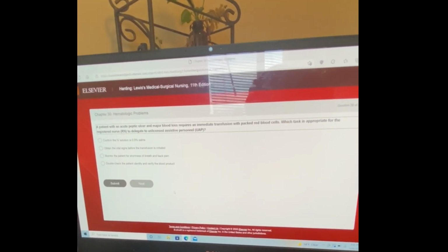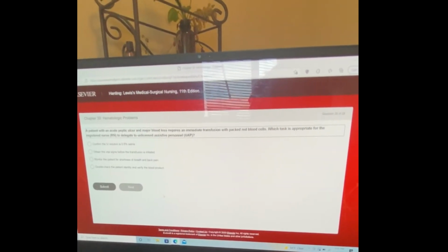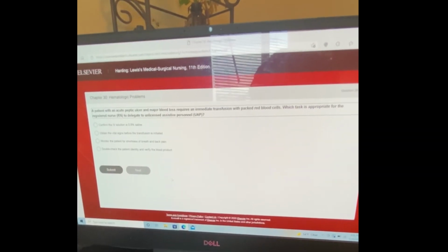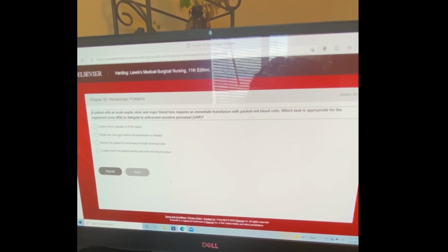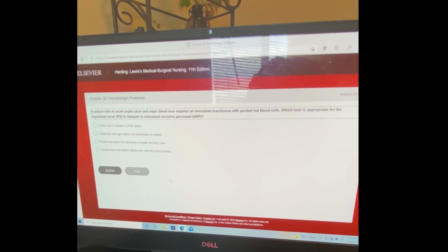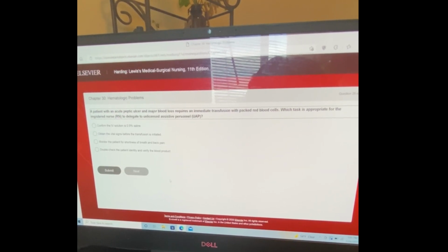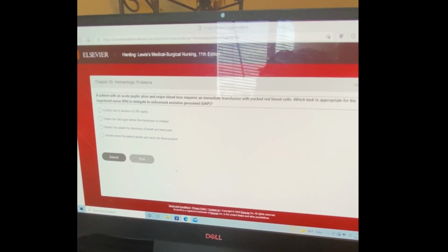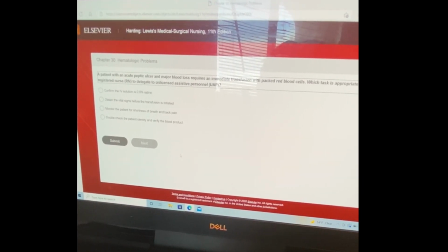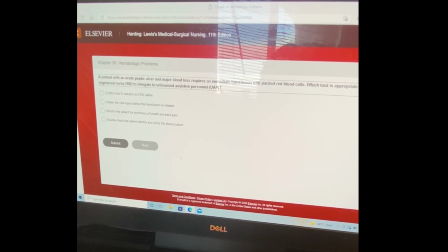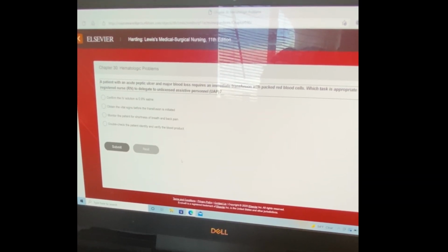That's a heart, y'all. A patient with an acute peptic ulcer and major blood loss requires an immediate transfusion with packed blood cells. Okay, so you get an immediate transfusion. Which task is appropriate for the RN to delegate to unlicensed assistant personnel? Okay. Obtain the vital signs before the transfusion. Monitor the patient for shortness of breath and back pain. Validate the patient identity and verify them.